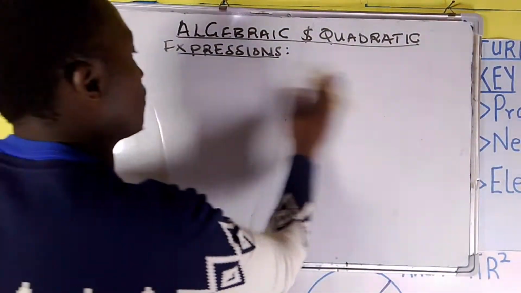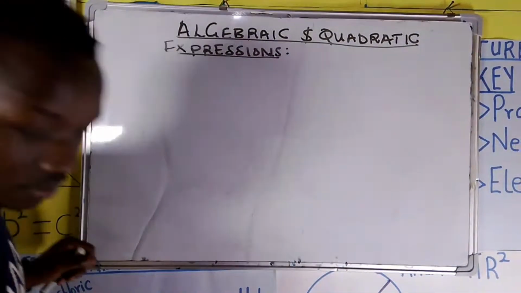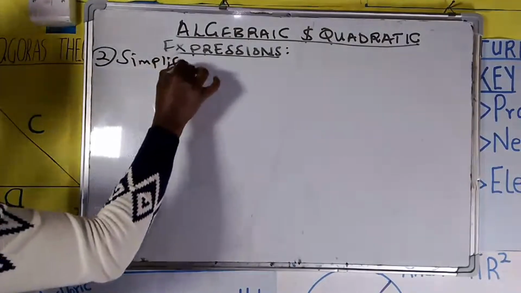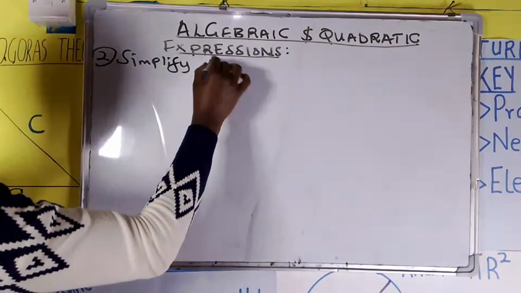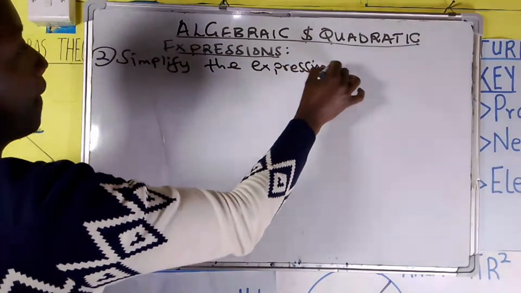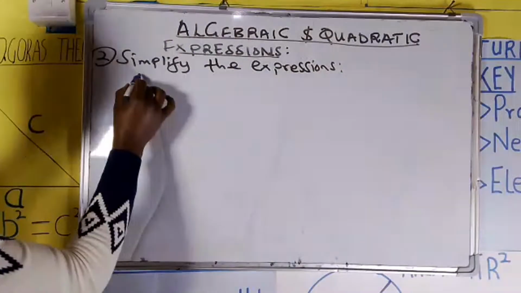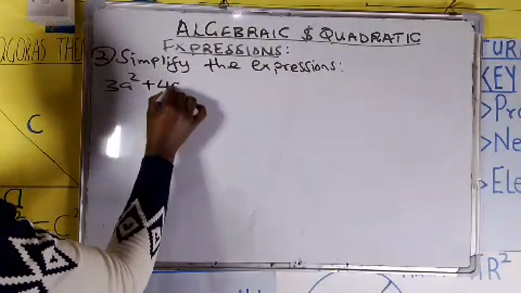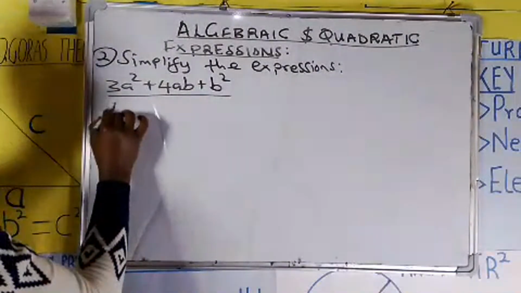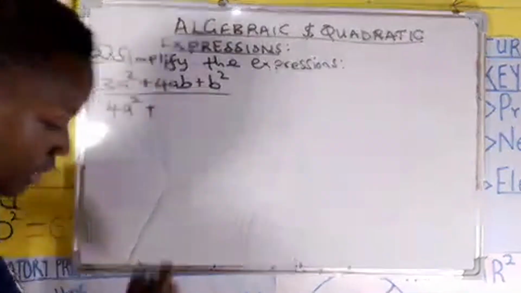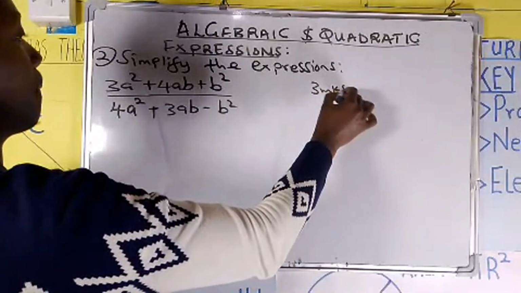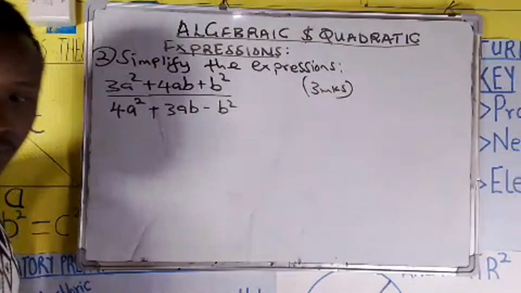So let us proceed to example 2. Example 2: simplify the expression 3a squared plus 4ab plus b squared over 4a squared plus 3ab minus b squared. 3 marks. So we are going to do that question.